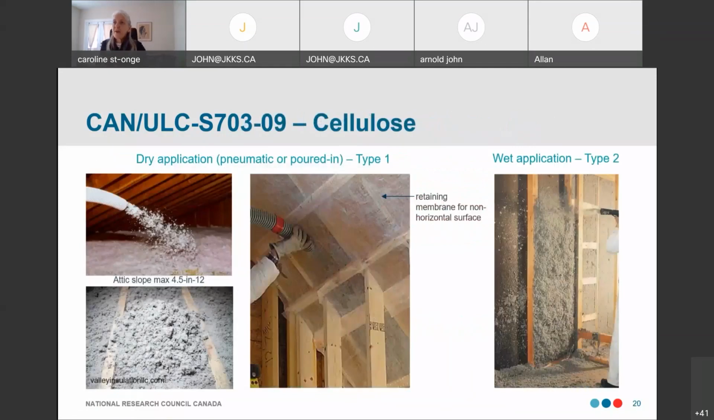With respect to cellulose, the corresponding standard is S703. Cellulose is made typically of recycled newspaper, and it is classified in two types. The type 1 showed on the left is for dry application, and it's applied with pneumatic equipment, or it can be poured in. So if it is installed in attic, the slope must be maximum 4.5 in 12.